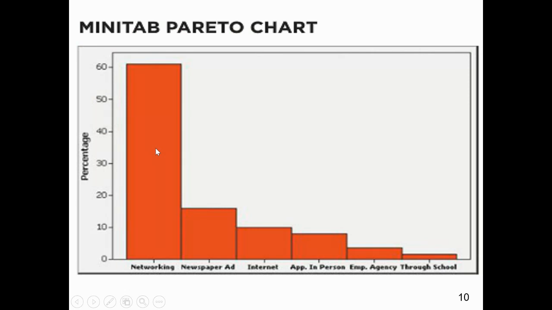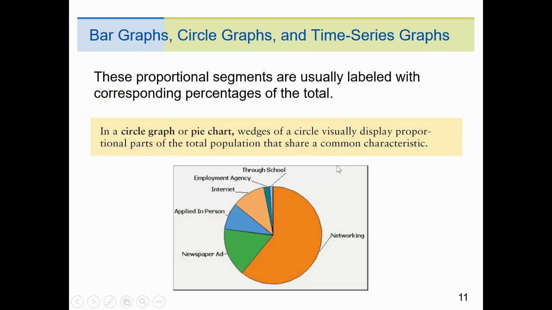All right, how do people land jobs? Networking, newspaper ads, internet, apps, in person, employment agency, and through school. But the idea is they're listed with the highest frequency first to the lowest. That's a Pareto chart. Circle graph, you've been doing these since you were probably in 4th or 5th grade. All right, pie chart, circle graph, labeled properly.